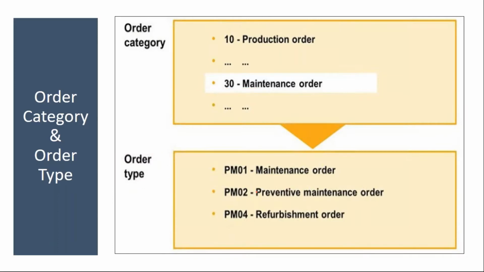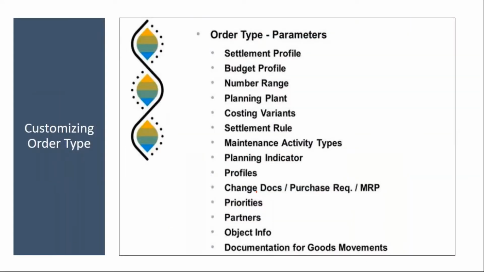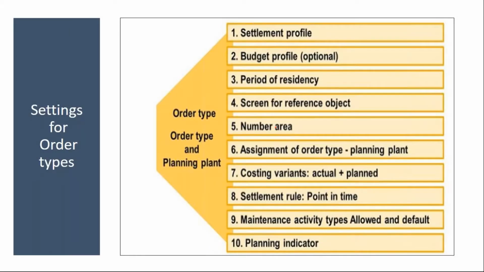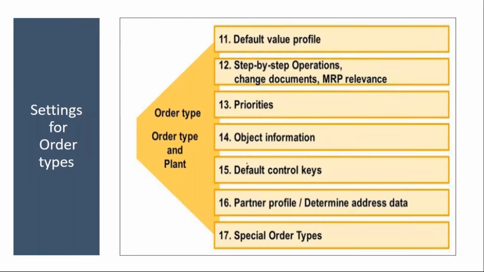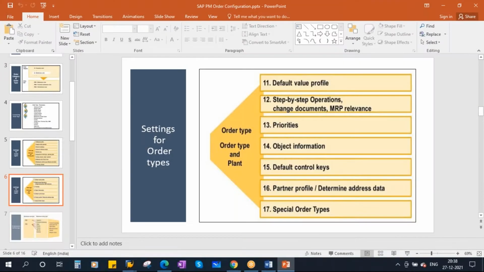So today what we will do, we will create a new order type. And once you create a new order type, we will understand what settings we need to do in the system, all the configuration. You have to do the settlement profile, budget profile, period of residency, number ranges, all these configuration normally you need to do. So we will see one by one all these configuration. First let's start with the order type creation.